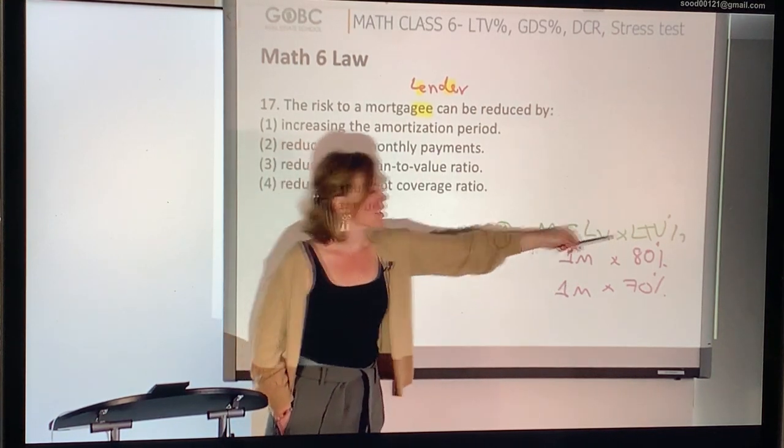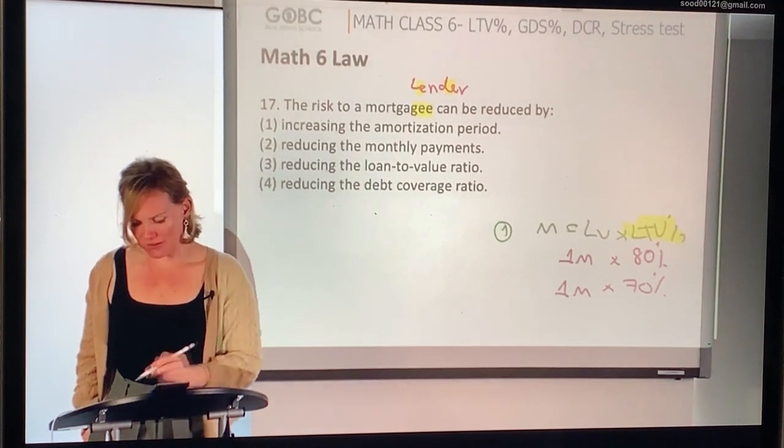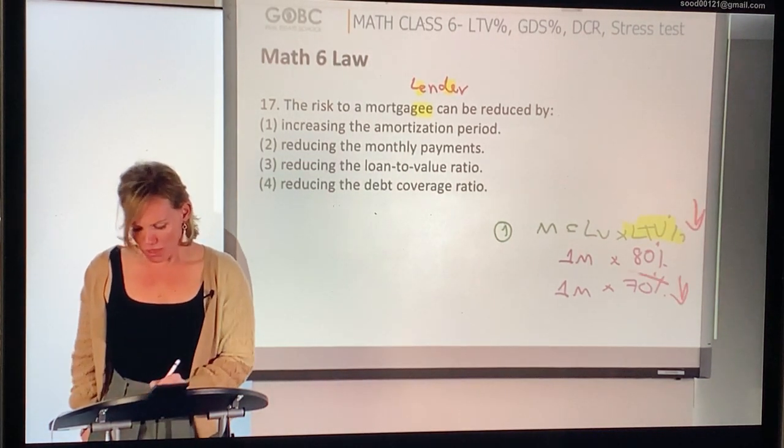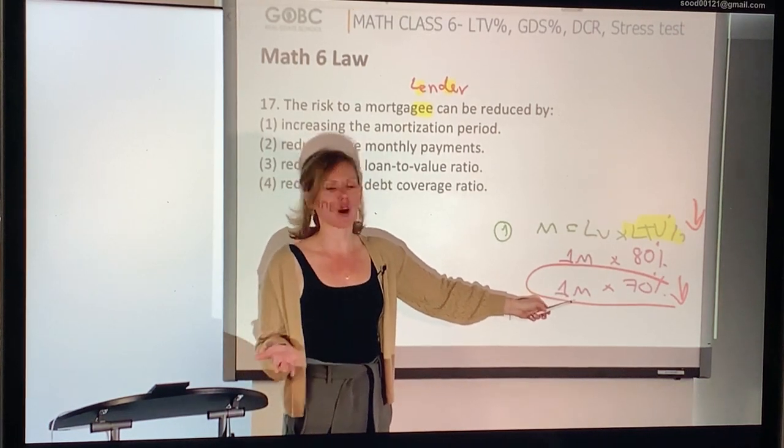So if you were the lender, how do you protect yourself? By giving a higher or lower loan to value ratio? What would you do with this one? Okay, you definitely want to give them the lowest one. So this option would be safer for the lender because they only have to lend you $700,000 and they will ask you to put a deposit of $300,000, right?